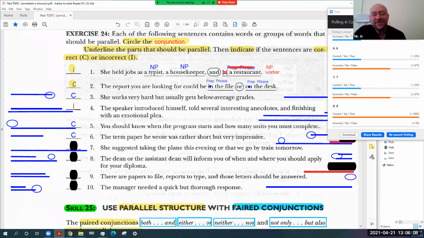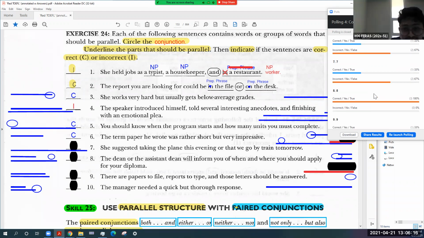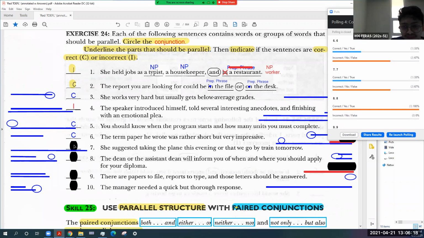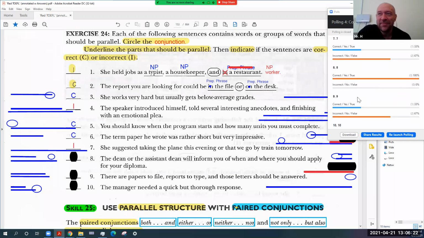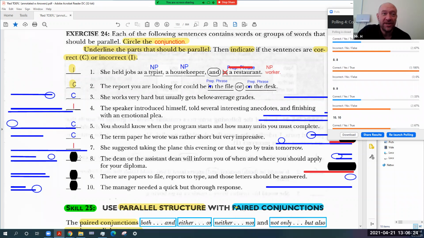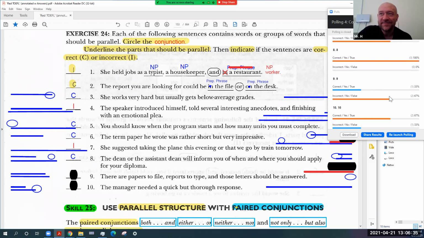All right. Number 7. What do you think, Faraz? I put it incorrect. You think it's incorrect? Yeah. Good. How about number 8? Oh, everybody agrees except for you, Faraz? No, I put it correct. Do you agree? Yeah. You think it's correct? Okay, good.